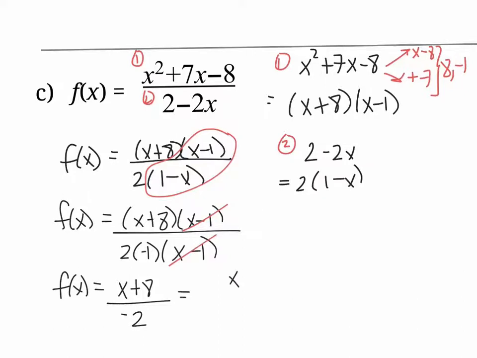One final step, don't leave a negative at the bottom of the fraction, so I'm just going to put it to the side there, just like this. And we are done. Last step, let's find the restrictions. So what can't x be?